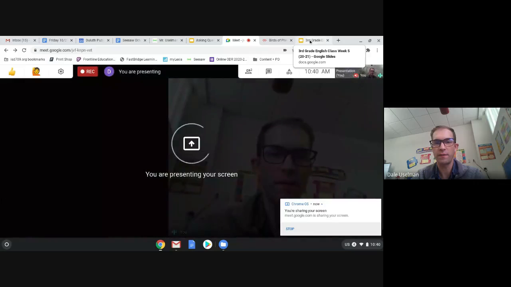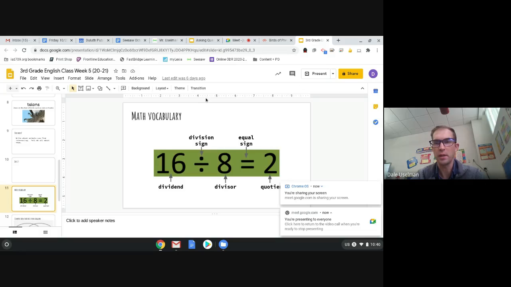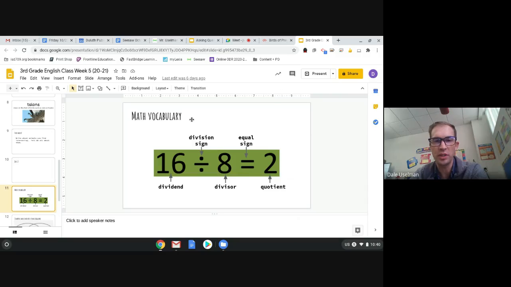Let's take a look first at some math vocabulary terms just to make sure that we're all on the same page when it comes to math vocabulary. So let's talk division today. This is the English word for division, okay? Division, which is very similar in Spanish, but this is the division sign and the equal sign. The equal sign we talked about last time when we talked about multiplication.